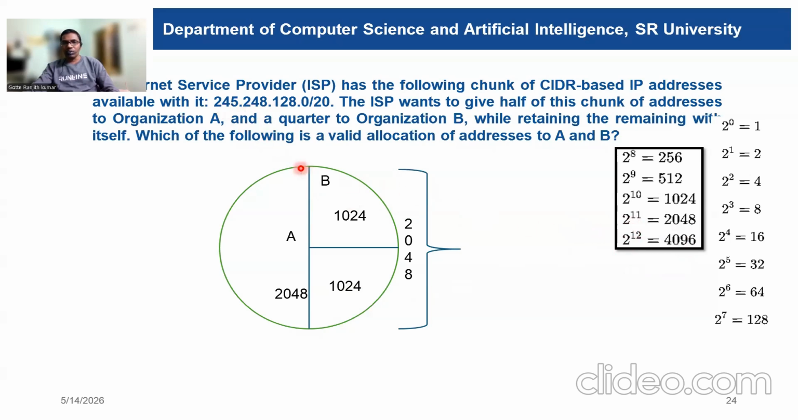11 bits for the host address. Then 32 minus 11 means 21. So 21 bits are used as network address bits for this organization A. So we should write this IP address as 245.248.128.0/21. In my previous video I told you that once the network is given, the first address represents the network address.